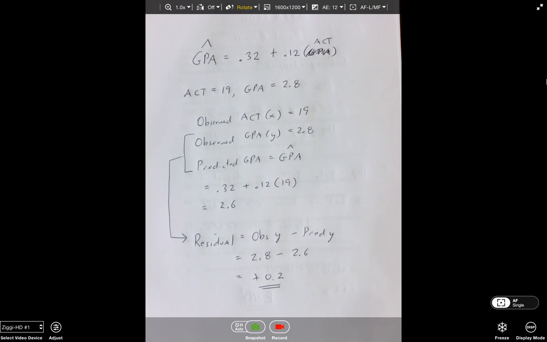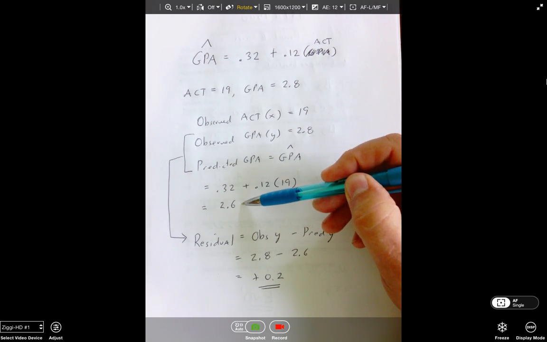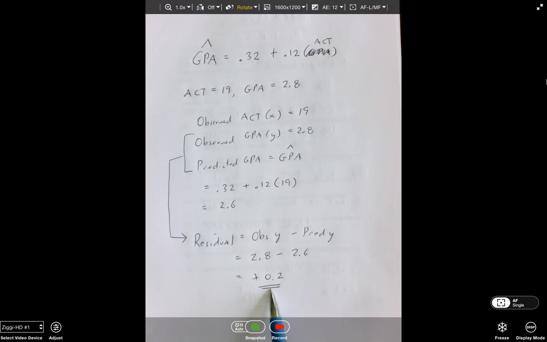So this student, based on their ACT, did a little better than what our model would have predicted them to do. In fact, their GPA was about 0.2 higher than our model predicted. So we would consider that to be a success based on their ACT.